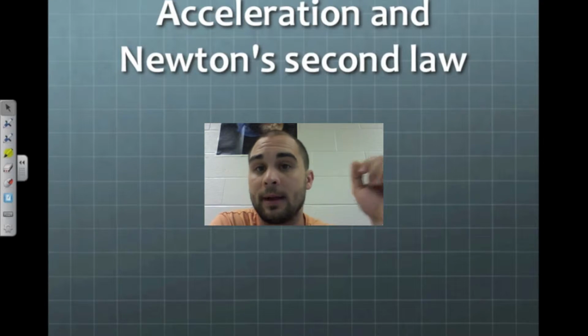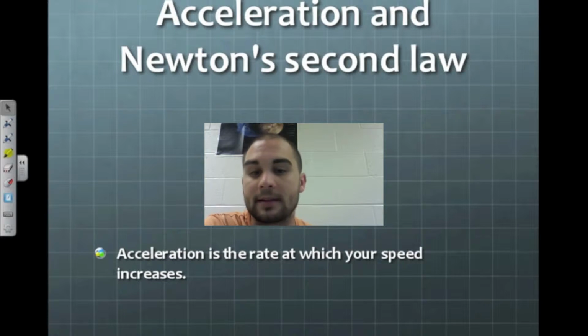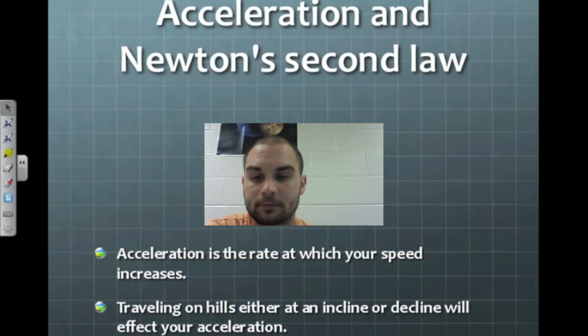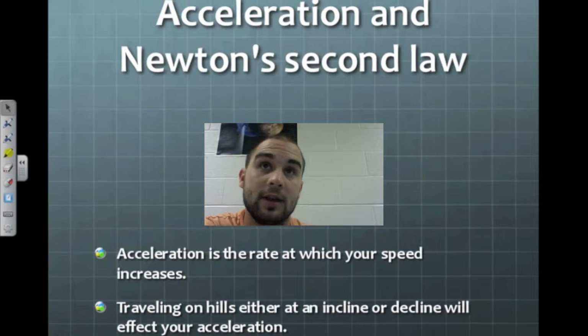Today we're going to be talking about acceleration and how it relates to Newton's second law. Acceleration is the rate at which speed increases. Traveling on a hill either at an incline or at a decline will affect your acceleration. If you travel uphill, you're going to have a decline in acceleration. If you travel downhill, you should have an increase in acceleration.